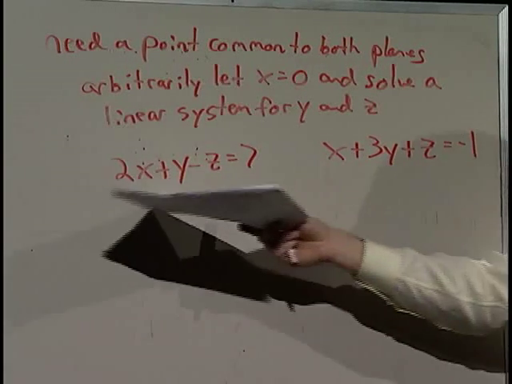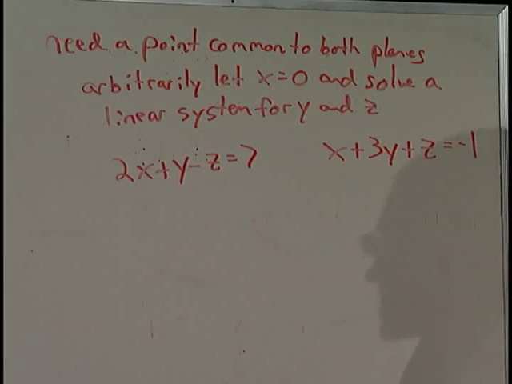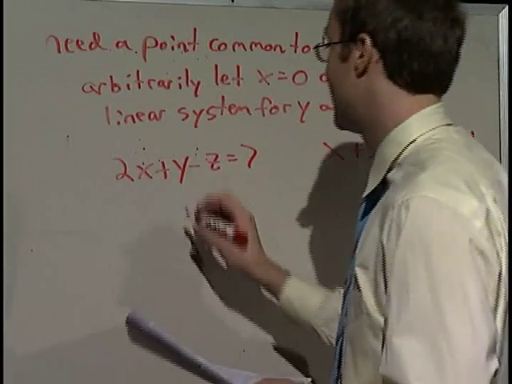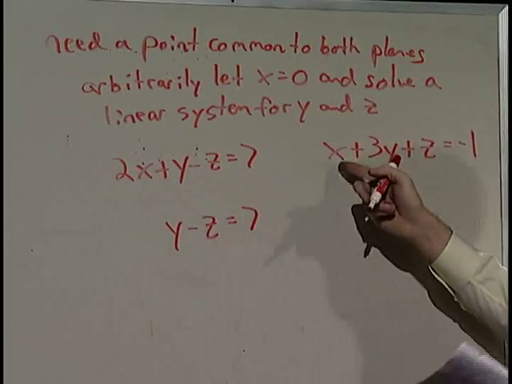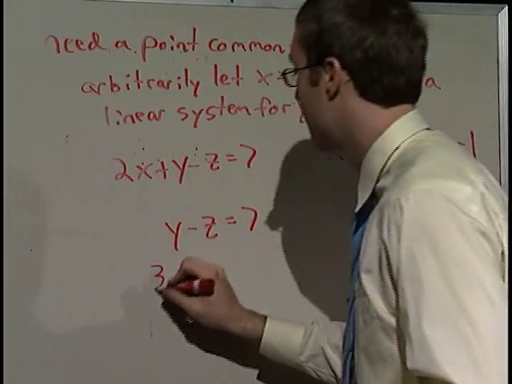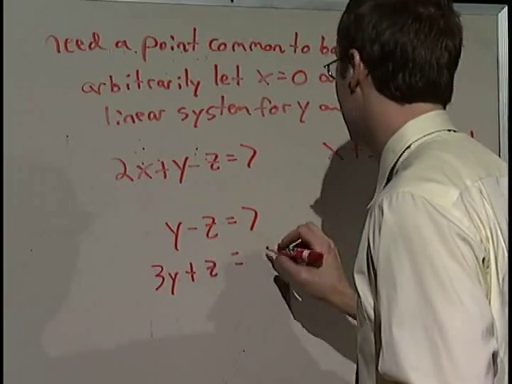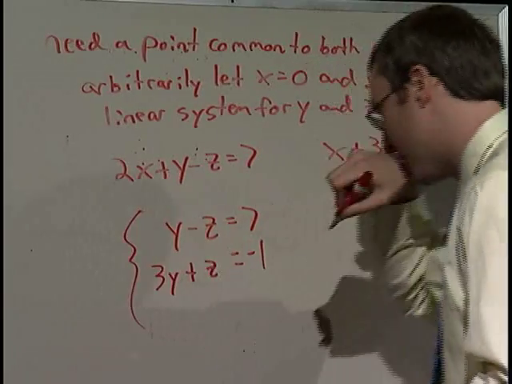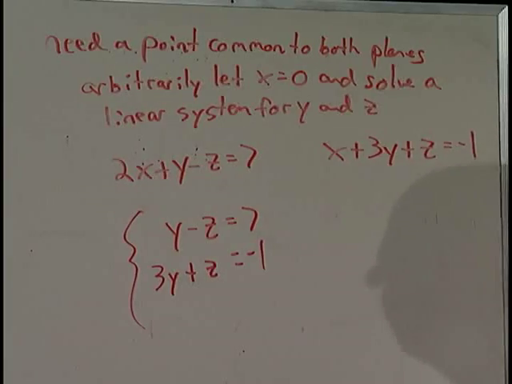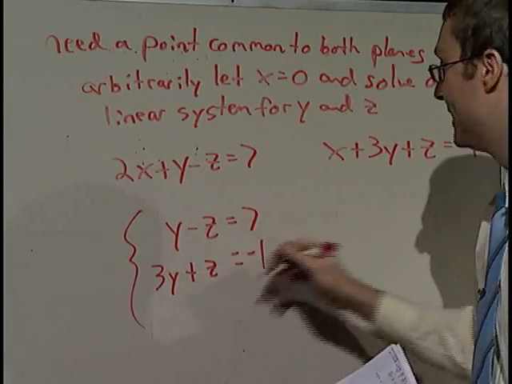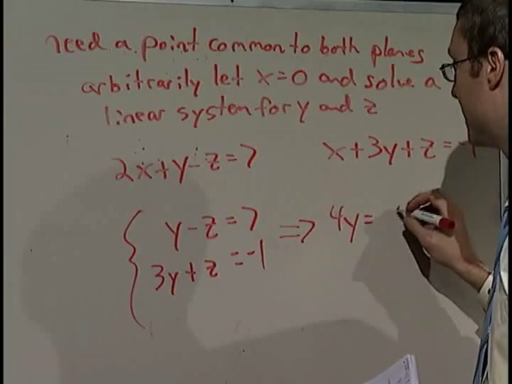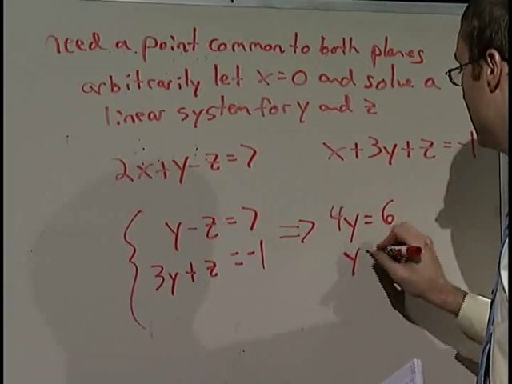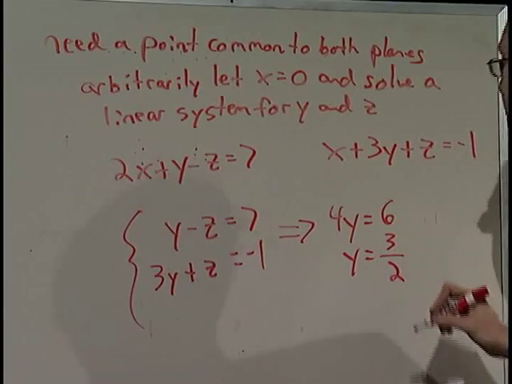Well, if I let x equal 0 here, then I get a system of 2 equations and 2 unknowns. It's easy to solve. Let x equal 0, I get y minus z equals 7. Let x equal 0 over here, I get 3y plus z equals negative 1. Right? Well, I can solve this for y and z very easily. The z's cancel out. I've got 4y equals positive 6. So y is equal to 3/2.